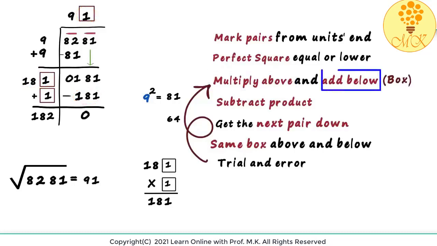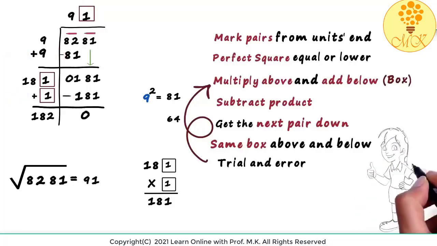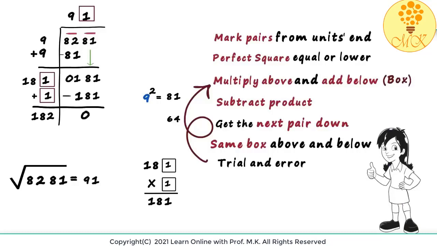Then we add the same digit below. 181 plus 1 equals 182. Then we subtract the product. 181 minus 181 gives us 0. And since there's no pair left, we stop and get the square root as 91. Remember, inside the two lines, we always subtract, and outside, we always add. To get a better idea, see the second part of this video in which we have solved for the square root of another number using the same procedure.